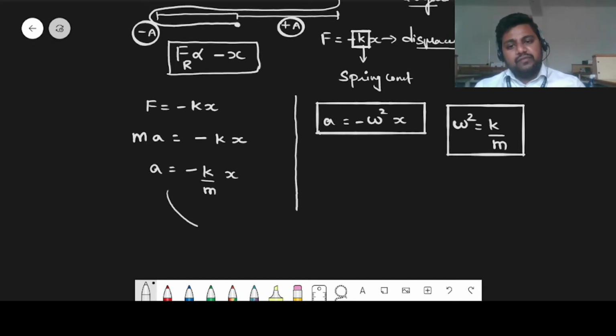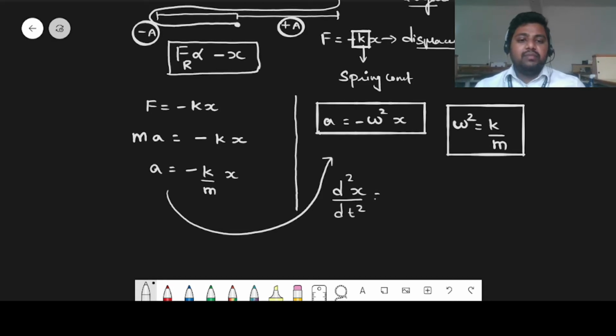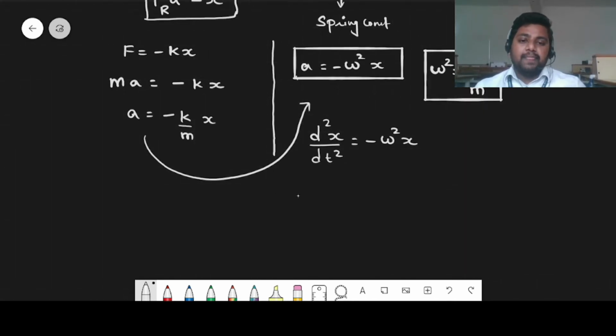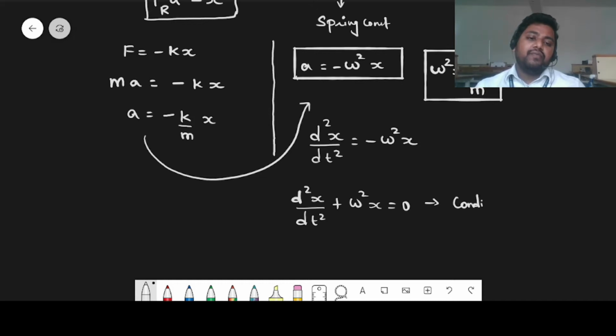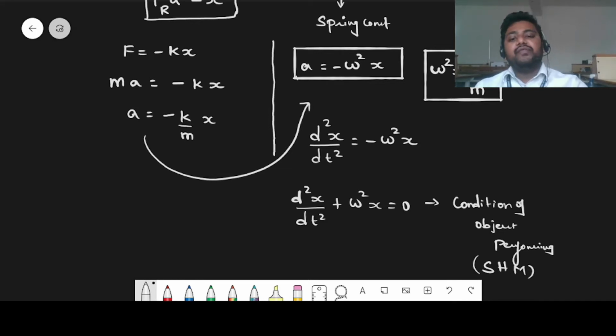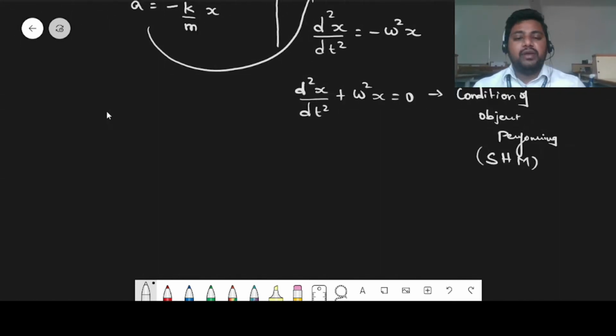From this equation, if you solve it, you can write acceleration as d square x by dt square, which can be written as minus omega square x. The condition of SHM thus becomes d square x by dt square plus omega square x is equal to 0. This is the condition of an object performing simple harmonic motion. If and only if this condition is satisfied, then only it will be a simple harmonic motion.